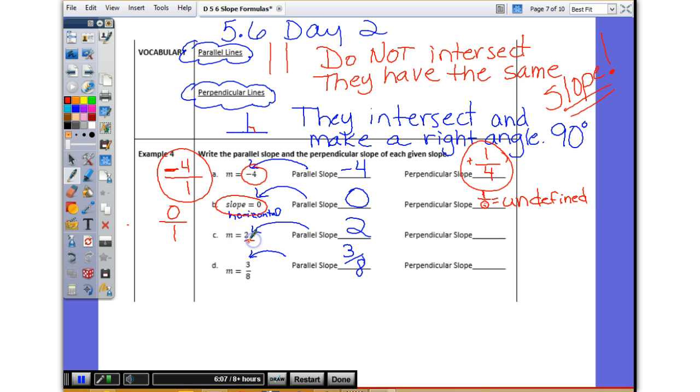So take this one, 2 over 1, flip it, what do I get? Perpendicular slope of 1 over 2. Am I done? What do I need to do? This is a positive 2 over 1. I flip it. 1 over 2, but it can't be positive. It needs to now be what? A negative. All right? What do we get here? If I want a perpendicular to 3/8, flip it. 8 over 3. Change the sign. It's positive here. It has to be negative here.